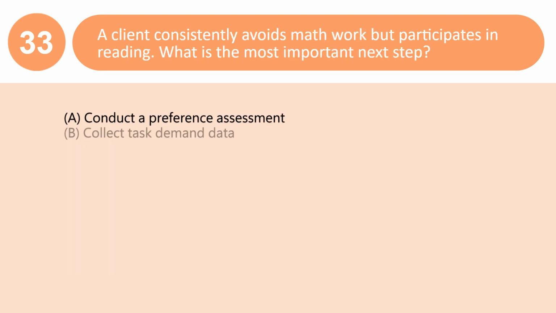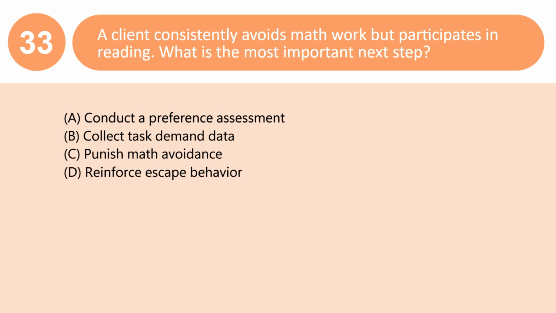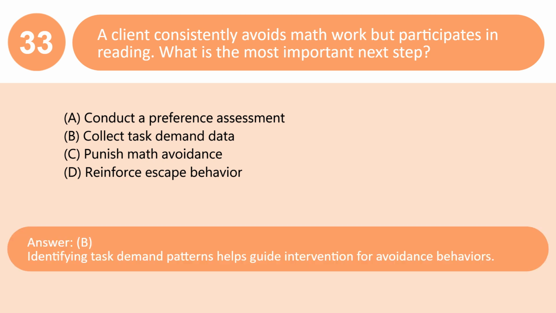A client consistently avoids math work but participates in reading. What is the most important next step? A. Conduct a preference assessment. B. Collect task demand data. C. Punish math avoidance. D. Reinforce escape behavior. Answer: B. Identifying task demand patterns helps guide intervention for avoidance behaviors.